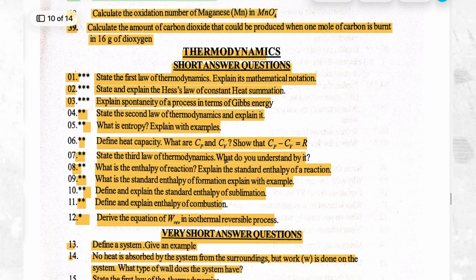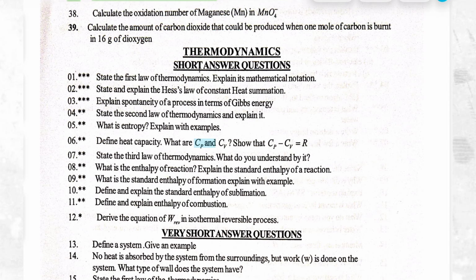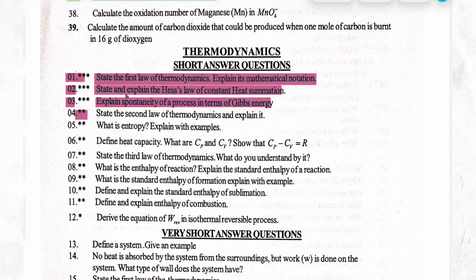Next one, thermodynamics. See the thermodynamics topic. In thermodynamics, first of all, we have six marks: one 4-mark question and one VSQ. From this topic, these first three are most important. Don't forget. First one, the law of thermodynamics, mathematical relation. Next one, Hess's law, compulsory question. Second one, spontaneity and Gibbs free energy.